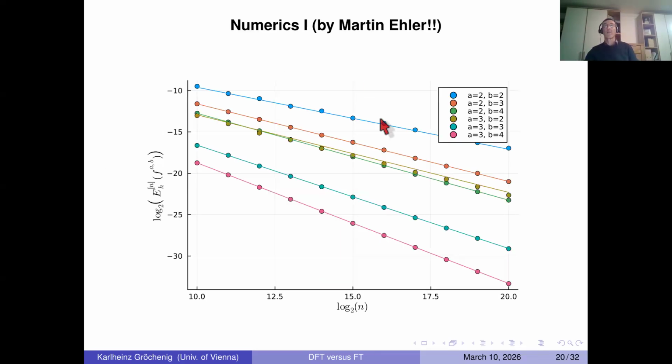So here first, for this class of functions, these are the error plots. We go up to 2 to the 20, so that's roughly 10 to the 6 samples. And here are the error rates. They're perfectly linear in the logarithm of the number of samples. The slopes are as predicted. This is absolutely non-trivial numerics, and Martin should get a prize for that, I think. I would not want to touch that. And so this is a verification on example. You cannot do better than these error estimates.